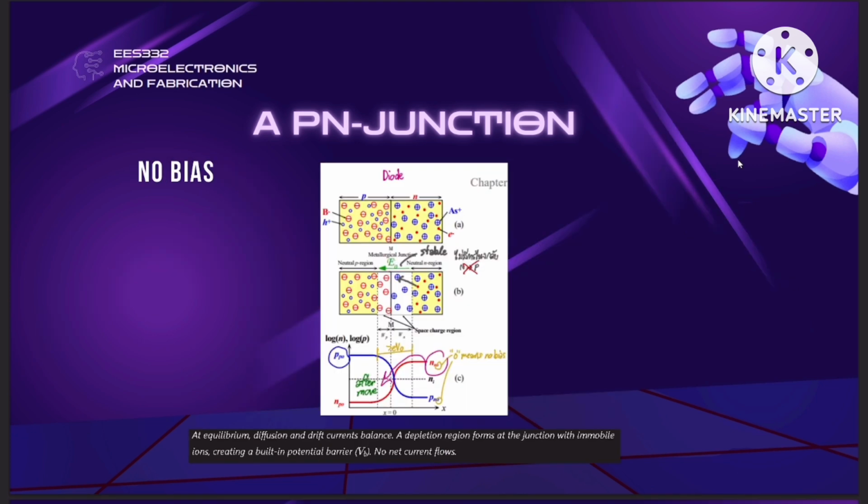And last, p-n junction with no bias. At equilibrium, with no external bias, diffusion from high to low concentration initially drives carriers, but the built-in electric field opposes it. This balance forms the depletion region with immobile ions and a built-in potential Vb. Net current is 0. Diffusion current equals drift current.